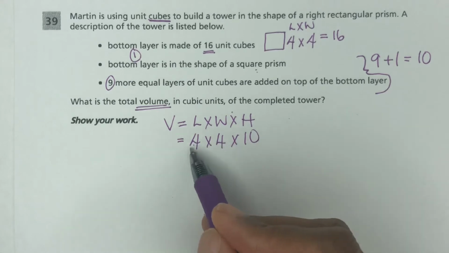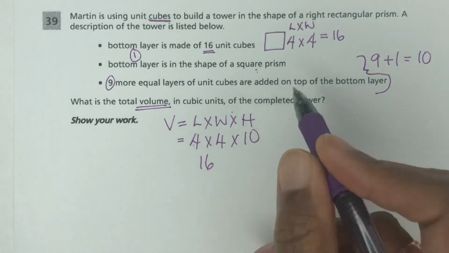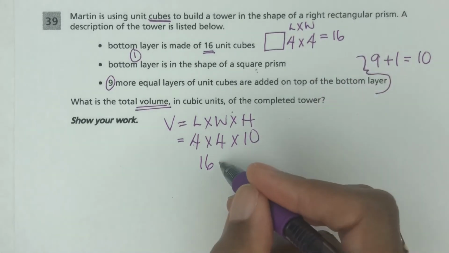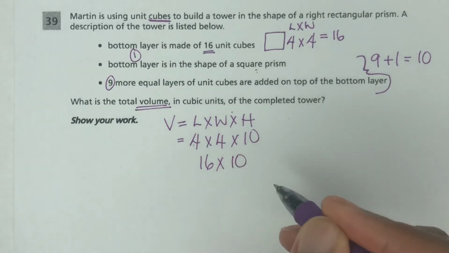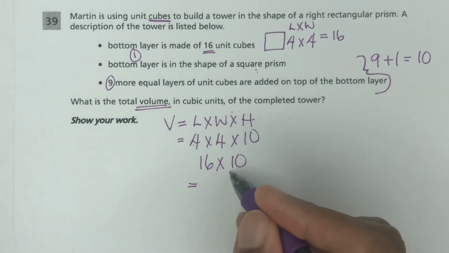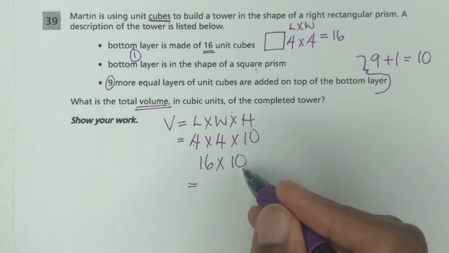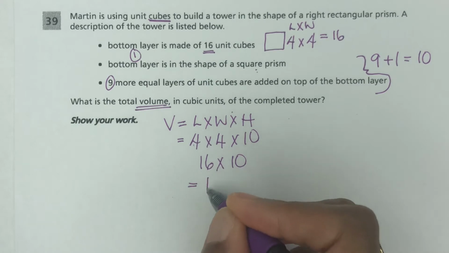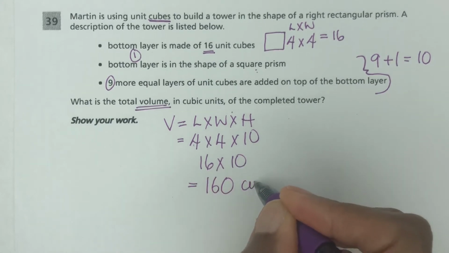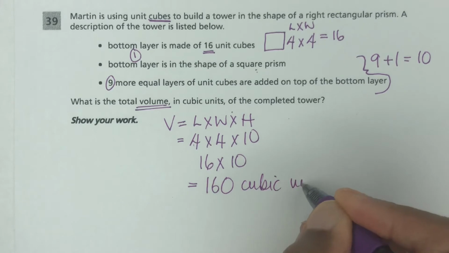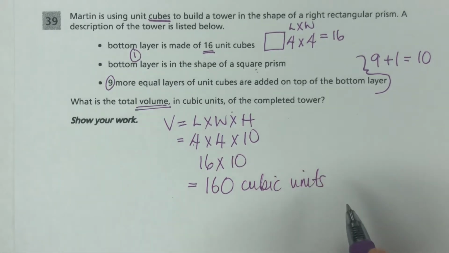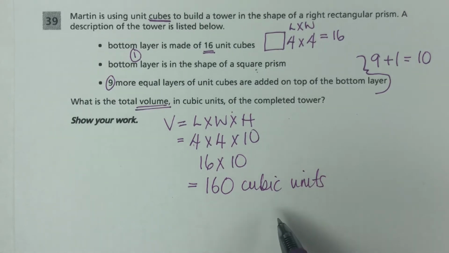4 times 4 is going to give us the 16, which we set up here, and then times that 10, right? So anytime you have something multiplied by 10, you just add a 0 on the end of it. That's the trick of tens, hundreds, and thousands, right? So 16 times 10 is going to be 160 cubic units. And that, my friend, is how you do a volume word problem like this. Any questions, please ask below. If you have another strategy, please share, and I will see you next time.